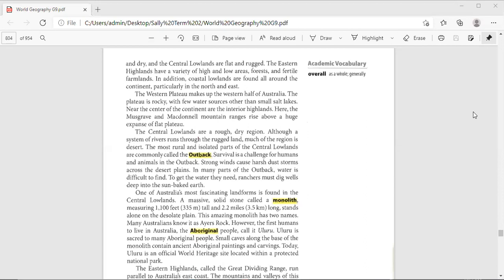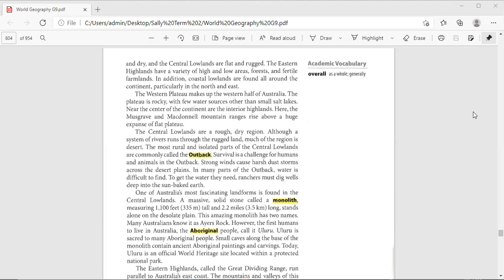Farah, go ahead. The Western Plateau also has interior highlands in the center. It has the McDonnell Mountain Ranges, the Musgrave Mountain Ranges, and a huge expanse of flat plateau. So these are the most important physical features or landforms of the Western Plateau.